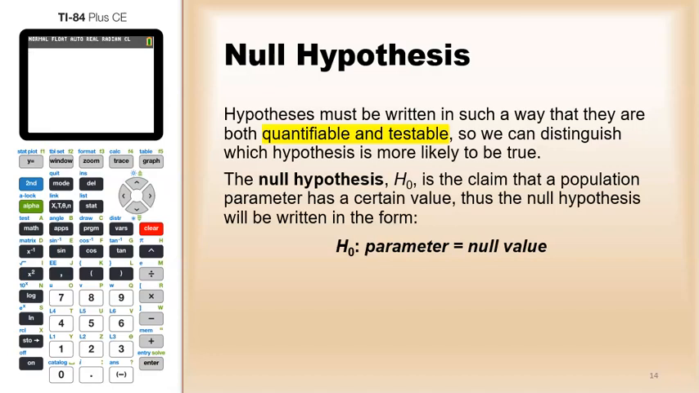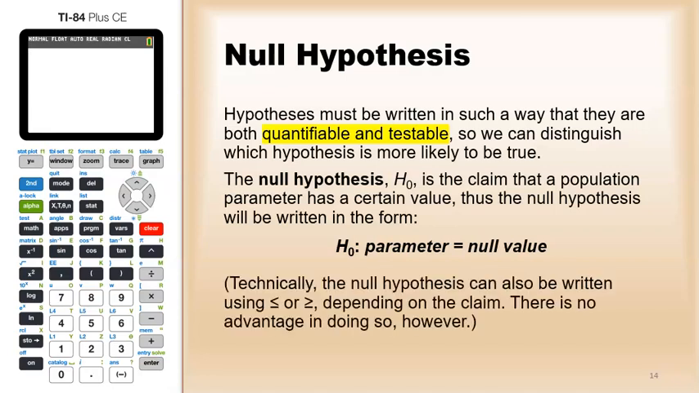The first one, H naught, is called the null hypothesis. This is the claim that the population parameter has a specific value. Thus, the null hypothesis will be written in this form: H naught, parameter equal to null value. Parameter is just whatever value we're trying to find from the population. It could be a mean, could be a proportion, could be just about anything. But whatever we're looking for is equal to some specific number. And that specific number is what we call the null value.